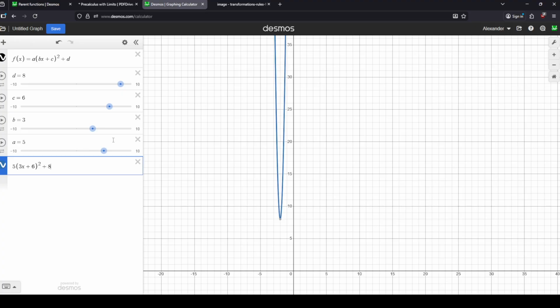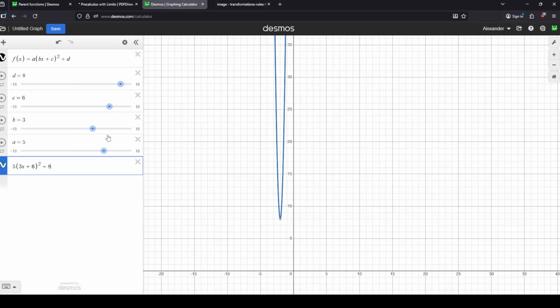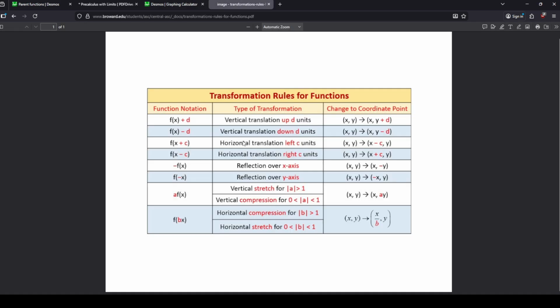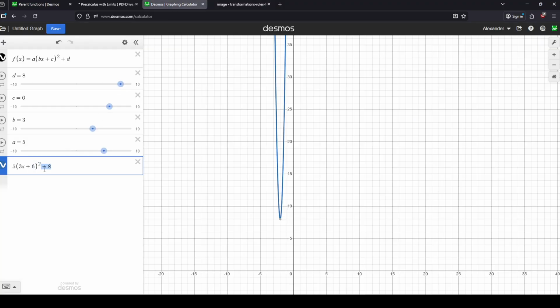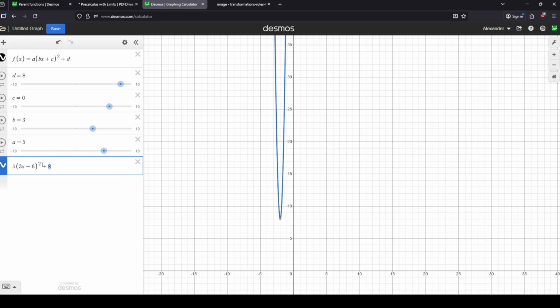d is 8. All right, so if we look at our transformations over here, again, a is our vertical stretch, b horizontal stretch, c will give us a horizontal shift, d will give us a vertical shift. All right, so this 5 corresponds to a, or our vertical stretch or compression. 3 corresponds to b, or our horizontal stretch or compression. 6 corresponds to c, horizontal shift. 8 corresponds to d, vertical shift. And so this is actually what's happening when I set these values here to this function.